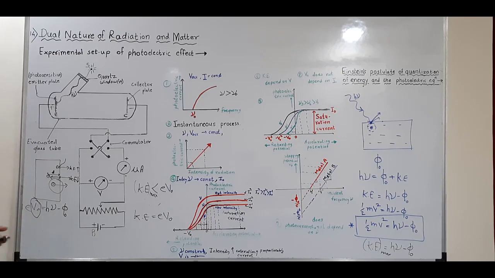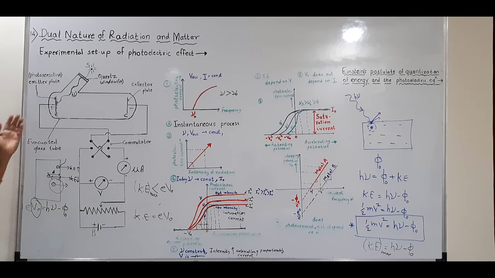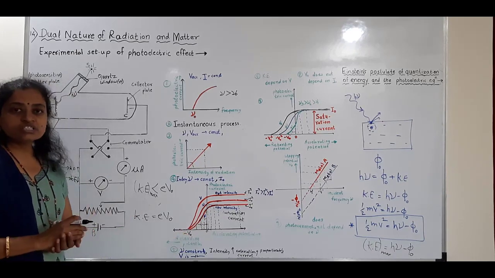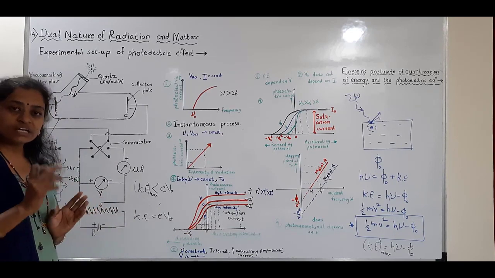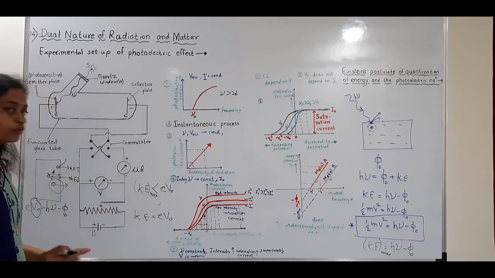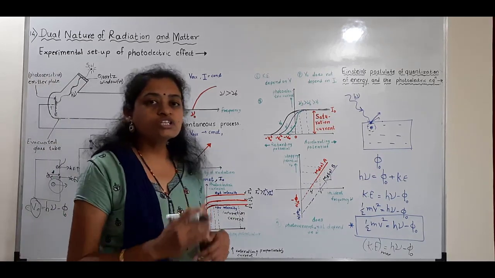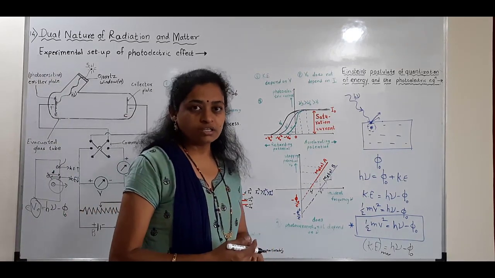Where V0 is the stopping potential, and this stopping potential depends upon the frequency and the material, and it does not depend upon the intensity. From all these, we can conclude that V0 is an indication of energy, and V0 and kinetic energy do not depend upon the intensity, but they depend upon the frequency and the material. It means kinetic energy and stopping potential are different for different materials.